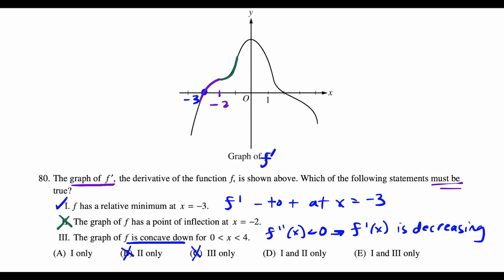So from 0 to 4, if we look at this, notice from 0 to 1, 2, 3, 4, up to here, if we follow the graph, see the graph is decreasing this whole way. The graph is going down, so if the graph of f prime is decreasing, that means f double prime is negative, so f is definitely concave down. So 1 and 3 have to be true. This is going to correspond to choice E.